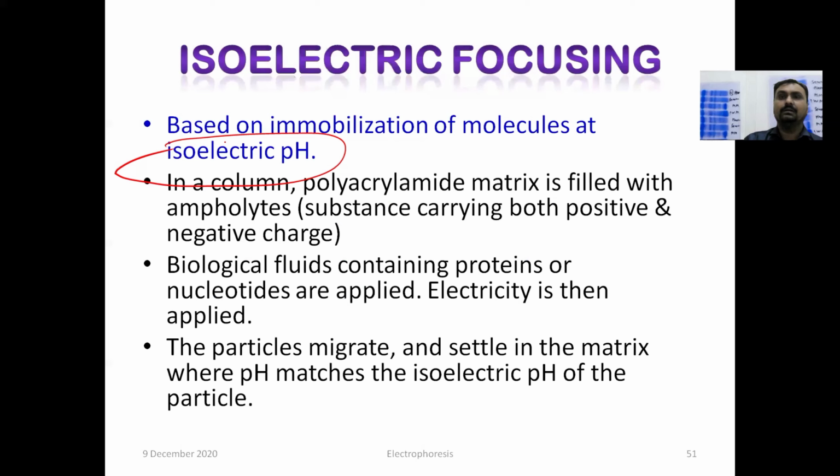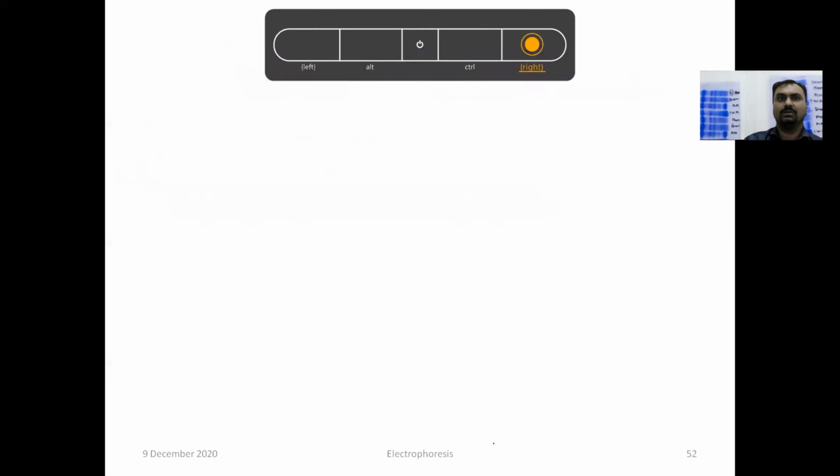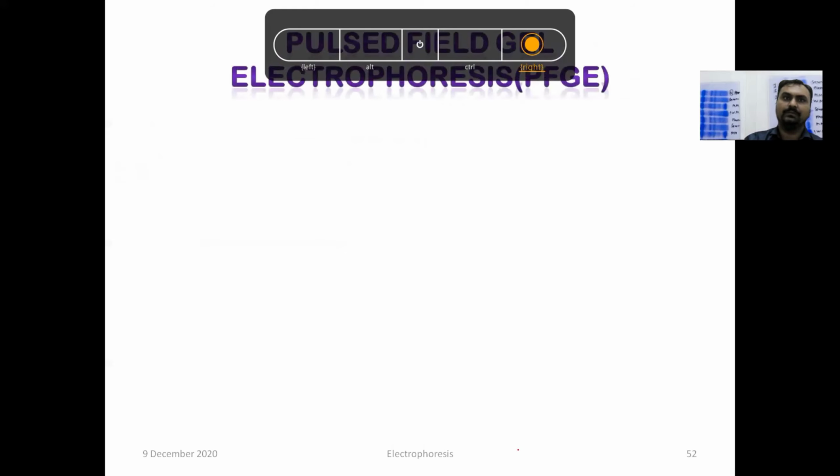Isoelectric focusing is important when molecules have the same charge and the same molecular size. In that case, we cannot separate the molecules by other means, so we can separate them based on the isoelectric focusing property only. That is the advantage of isoelectric focusing.